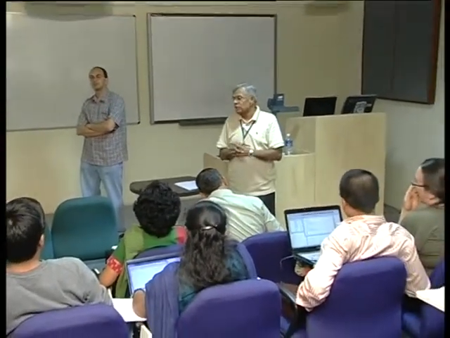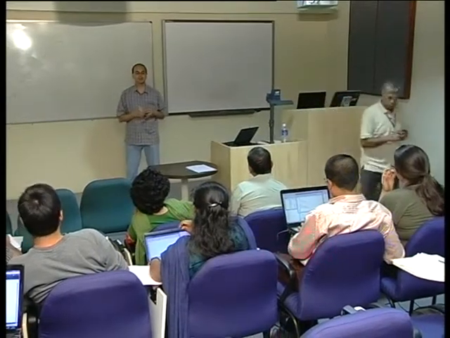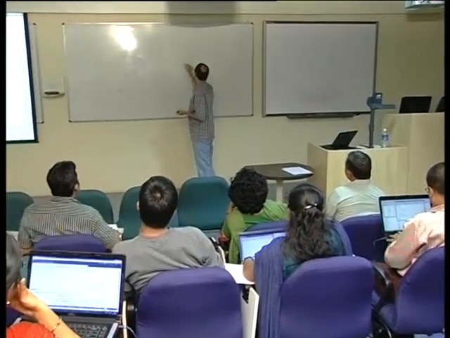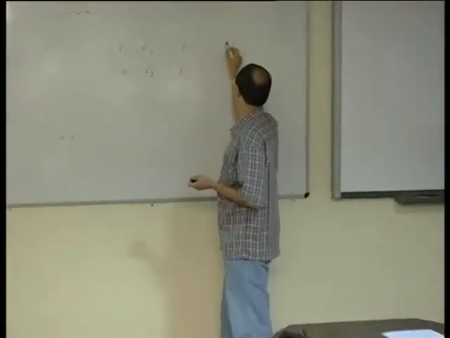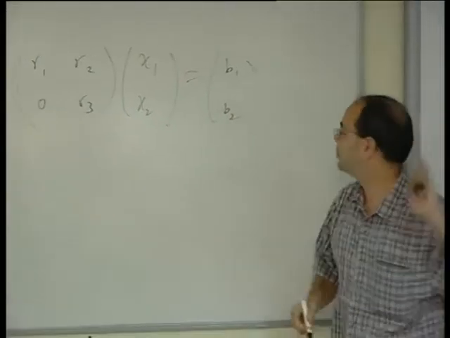Computing the inverse is n-cube complexity. But what is the matrix R? R is upper triangular, so you can use back substitution. Triangular systems can be solved in n-squared complexity. Let's just write a 2 by 2 system. The system basically looks like R times x equal to b. R is upper triangular: R1, R2, 0, R3, times X1, X2 is equal to B1, B2.